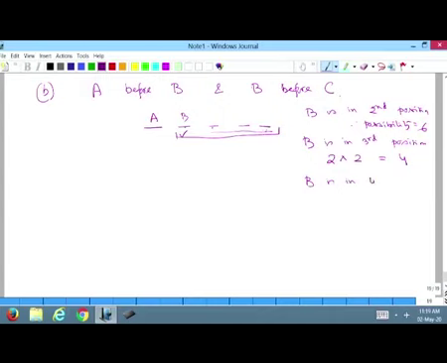B is in fourth position. Therefore, C has only one option of coming in the fifth position. Therefore, out of the remaining two, you can arrange them in this in two ways. Therefore, there are 2 possibilities. Implies 12 possibilities.